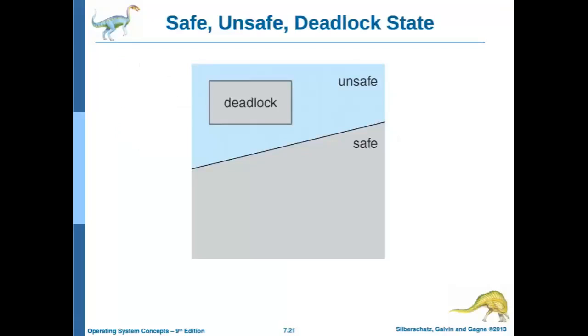The same thing is depicted in this diagram, where whenever the system is in safe state, there is no deadlock. Whenever the system is in unsafe state, there is a possibility of deadlock. So some part of unsafe state is marked as deadlock. We cannot say that if it is in unsafe state, it is deadlock. No, there is a possibility. Whereas when the system is in safe state, there is no possibility of deadlock. So that is the relation between safe state, unsafe state, and deadlock state.